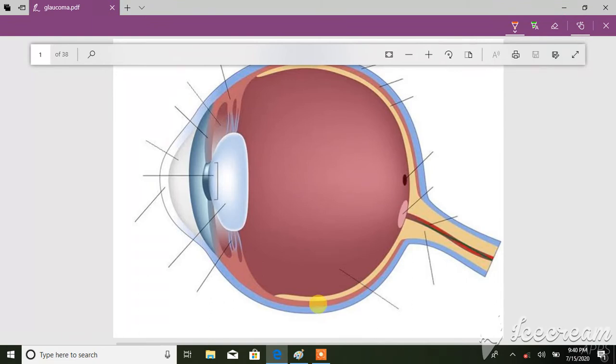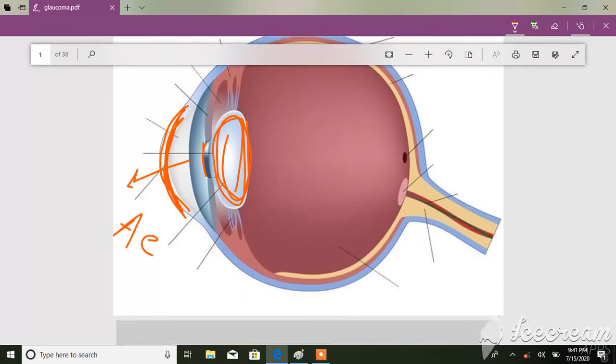eye. So normally, we can see this is the cornea, and this is the lens, cornea and lens, and this one is the iris. Now this is the anterior chamber, and behind the iris there is the posterior chamber. The anterior chamber is between the posterior surface of the cornea and the anterior surface of the iris. The posterior chamber starts from the posterior surface of the iris to the anterior surface of the lens.